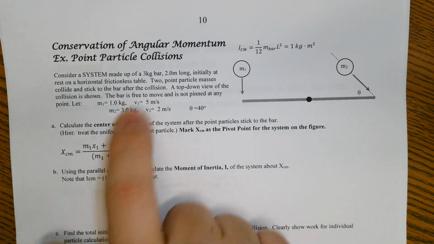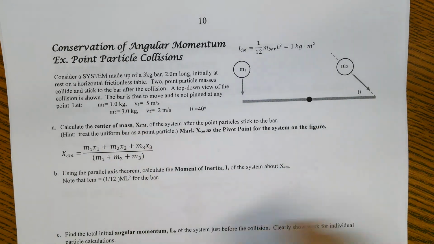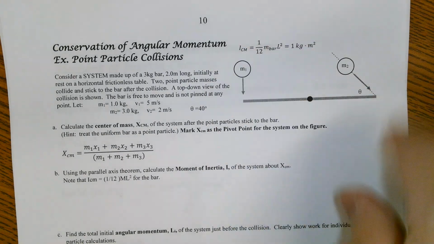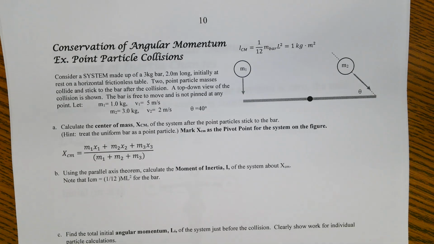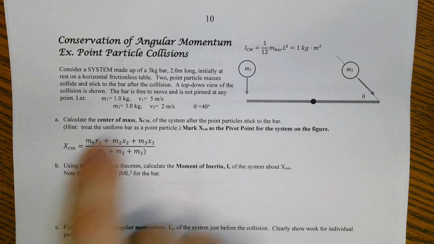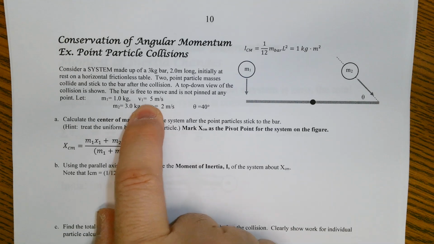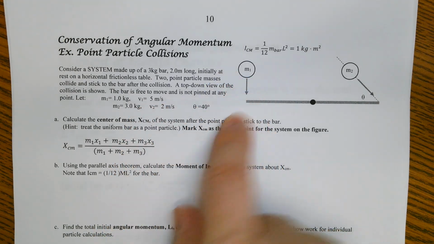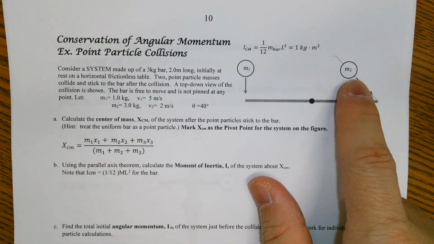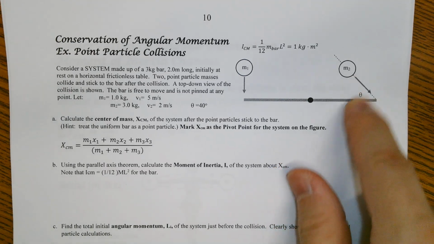The bar is free to move, so it's not like a fixed pivot point. Once they collide, it's going to start to turn, but as it spins, it may actually move translationally as well. Does that make sense? The bar is free to move and it's not pinned at any point. So let M1 be 1 kilogram, traveling at 5 meters per second. M2 is 3 kilograms, traveling at 2 meters per second at a 40-degree angle, as shown right here.